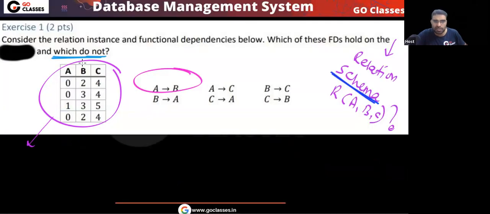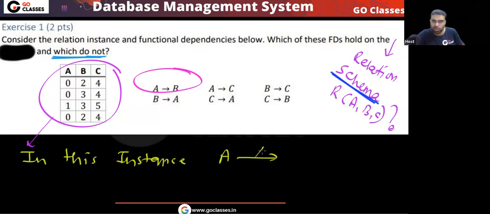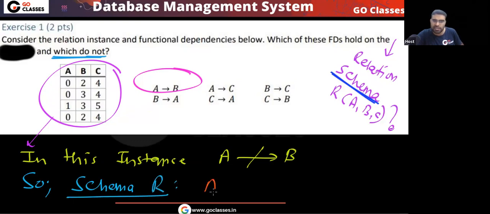So remember, this instance does not satisfy A determining B. In this particular instance, A does not determine B. So for this schema R, I can say that A does not determine B. Is this clear? Please tell me.